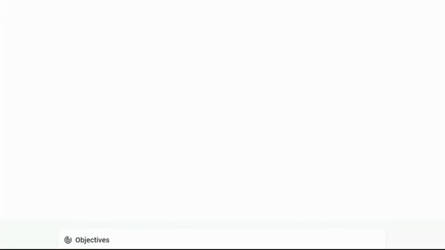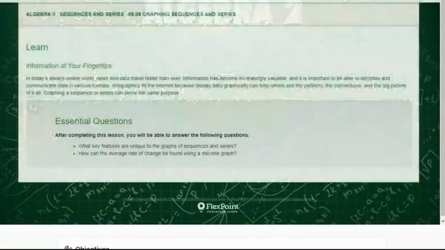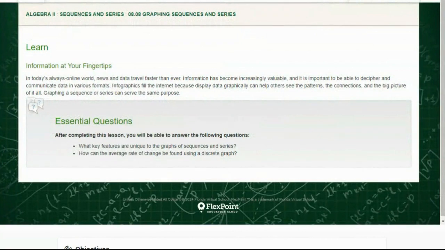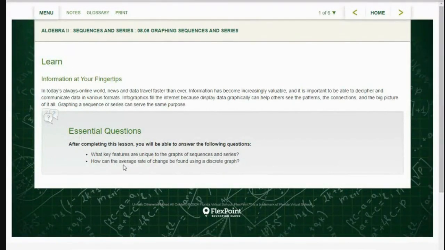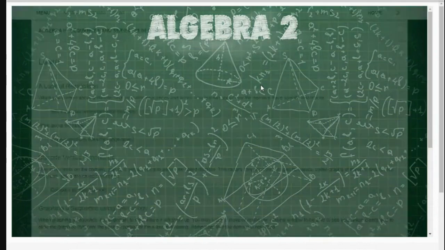I'm skipping that. All right, graphing sequences in series. Graphing sequences. Let me share this the other way because I know we're going to need to switch back and forth to Desmos. So it needs to be able to do that. Okay, the graphing sequences in series lesson. All right, so we're going to learn what key features are unique to graphs of sequences in series, and how can the average rate of change be found using a discrete graph. All right, so let's check out page 2.